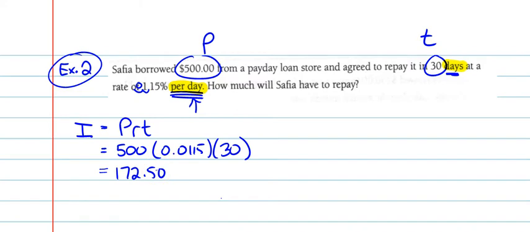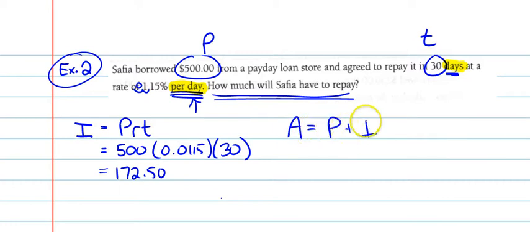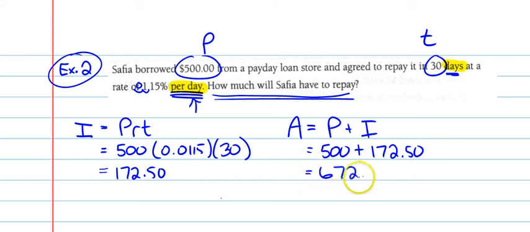We have to read the question carefully. How much will Safia have to repay? Well, it's not just $172.50, or everybody would be going to these payday loan stores, because you'd borrow $500 and pay back a lot less. No, you've got to add it together. So A is your principal plus your interest. So you're paying back the original $500 you borrowed, and you're adding another $172.50. So that's $672.50 is the total amount that Safia will have to pay back.